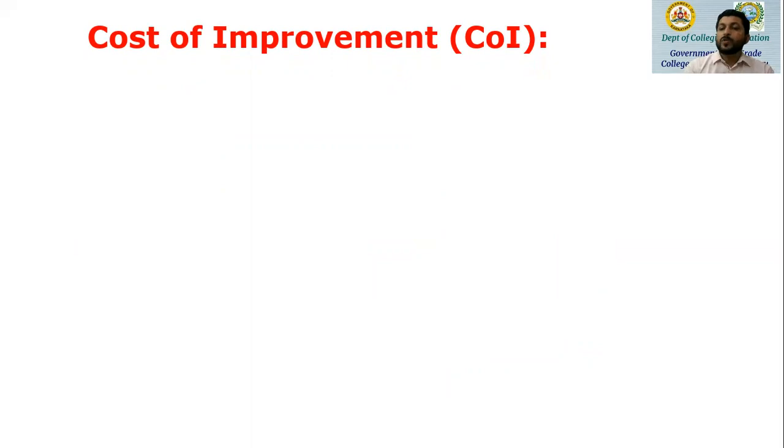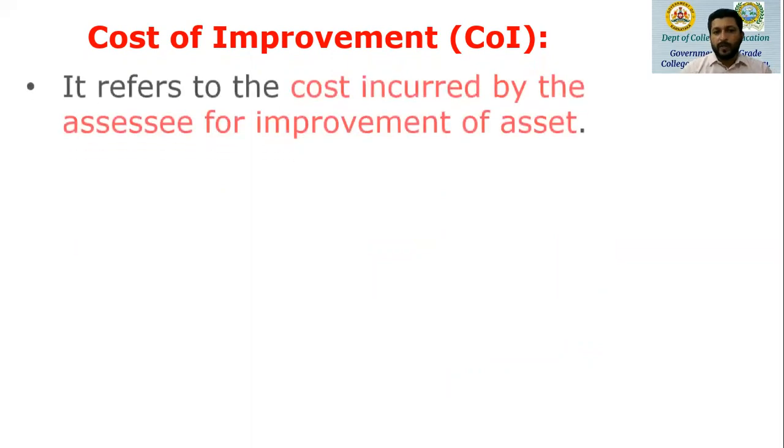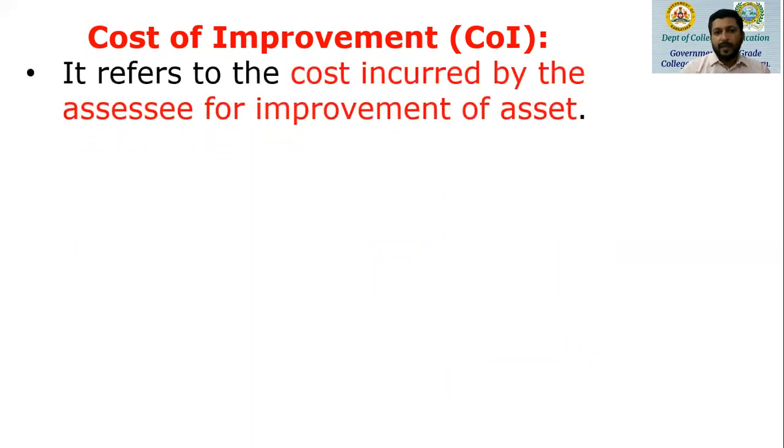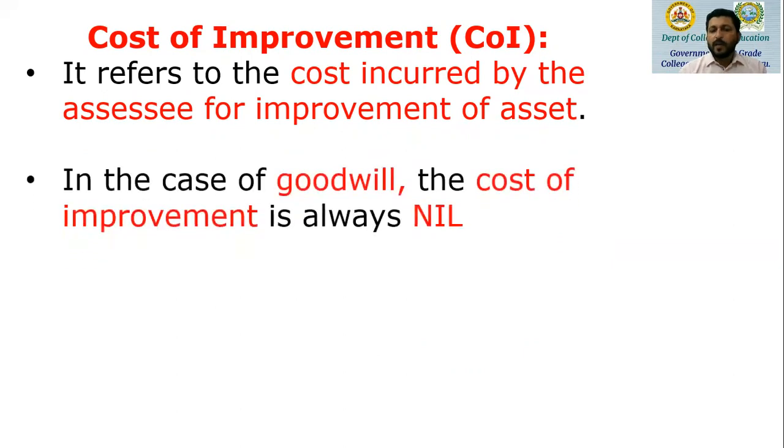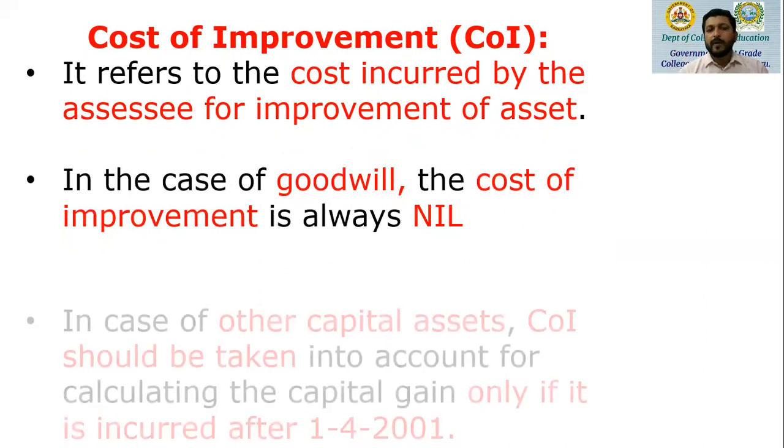Next, we talk about cost of improvement, very important point. So cost incurred by the SSE for improvement of an asset. See, you have a house, you have 3 rooms, you add 1 extra room. That is an example of the cost incurred for improvement. Now, in case of goodwill, the cost of improvement is always nil. Goodwill cannot be improved. Goodwill has to be retained.